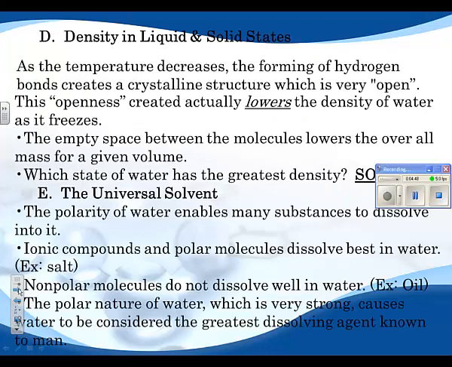Density in solid states. This one's important because water is going to have a very different density in a solid and a liquid state. As the temperature decreases, the forming of hydrogen bonds creates a crystalline structure which is very open, which means it forms pockets. And because it's forming those pockets, and those pockets are filled with air, it actually lowers the density of water, because instead of having a bunch of water molecules crammed together, now we've got a couple molecules with air between them, and that lowers the mass of it. And the empty space between the molecules lowers the overall mass for the given volume. What this means is that the solid form is less dense.